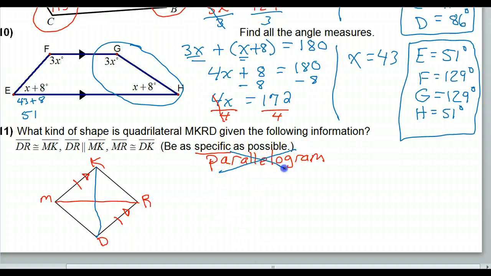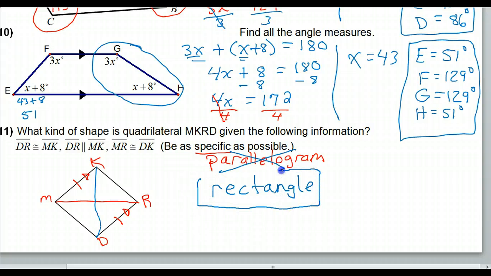Hopefully you said rectangle. So we knew it was a parallelogram, but more specifically, it is a rectangle because only a rectangle has congruent diagonals. Okay? So we know it's a rectangle. We can't go any further. It's possible that it's a square. Could be a square. We don't have enough information to prove that's definitely a square. But it's definitely some sort of a rectangle. So that's it for the homework.